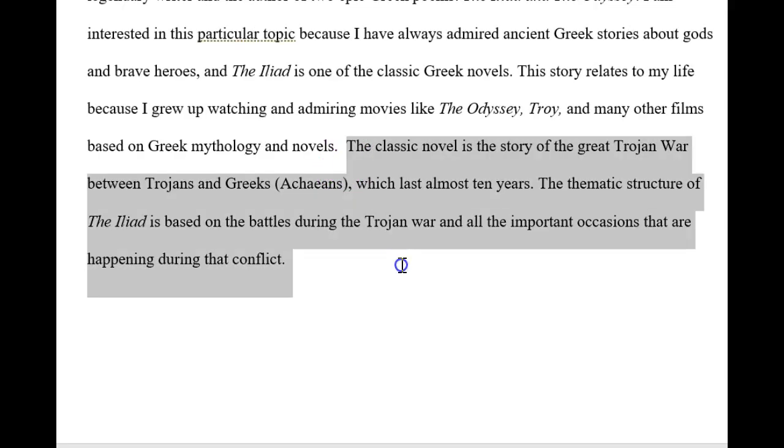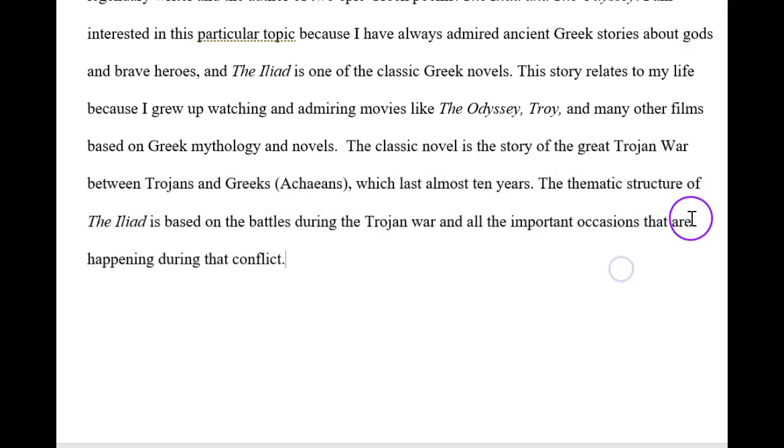The classic novel is the story of the great Trojan War between Trojans and Greeks, which lasted almost 10 years. The thematic structure of the Iliad is based on the battles during the Trojan War and all the other important occasions that were in the past tense, happening during that conflict. So this is where the student went wrong. Instead of just ending it with that, we need to add that what.